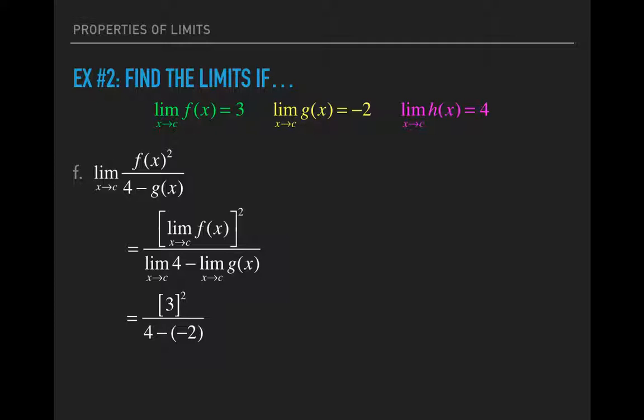Boom. G is -2, and the limit of f was 3. So that's going to be 3 squared over 4 plus 2, which is actually 6. And this reduces to 3/2. All right, so there you have it. That is the conclusion of all the different sub-examples in example 2.